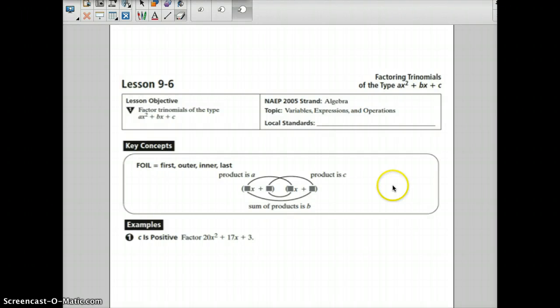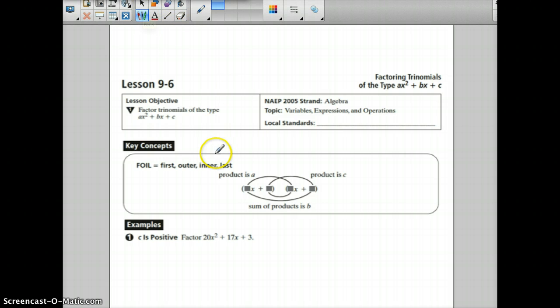The difference between the trinomials we're factoring today as opposed to the ones we factored yesterday is that we have an a value here. Yesterday, all of our trinomials started with the term x squared. Now we're going to have a number, or a coefficient, on that x squared. And so it's going to provide us with a few more options, but the process is pretty much the same.